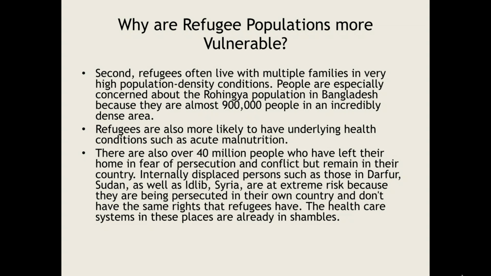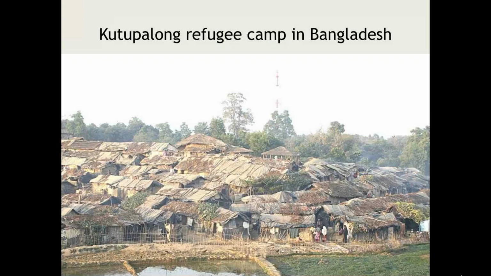There are also over 40 million people who've left their home in fear of persecution and conflict, but remain in their country. So internally displaced persons, such as those in Darfur, Sudan, as well as Idlib, Syria, are at extreme risk because they're being persecuted in their own country and sometimes don't even have the same rights that refugees have. The healthcare system in these places is already in shambles.